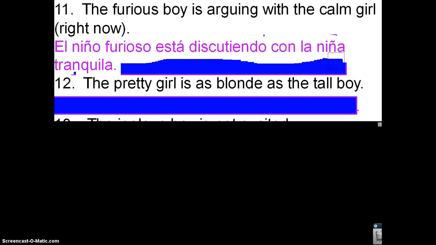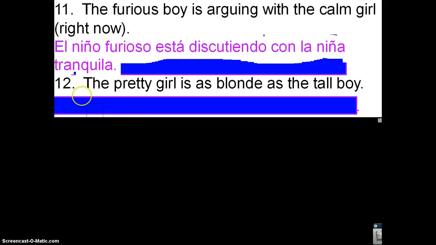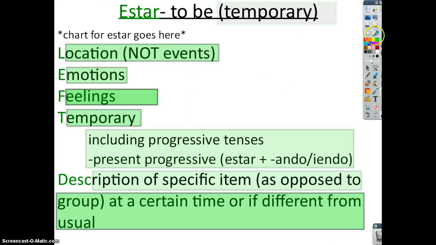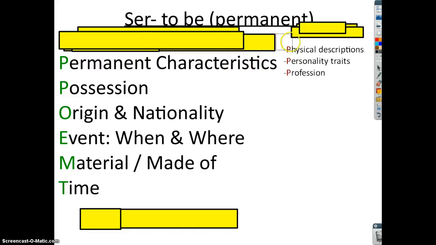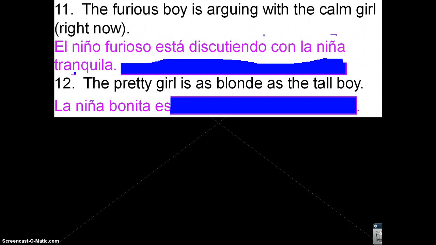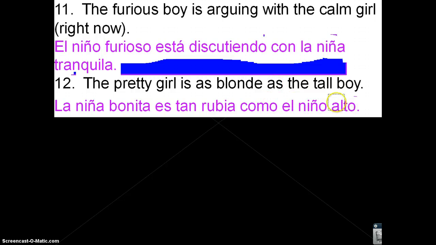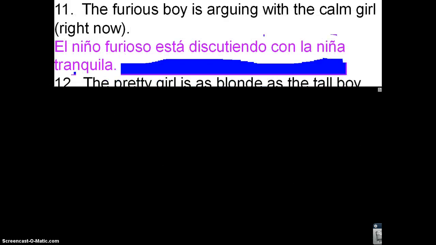Number 12, the pretty girl is as blonde as the tall boy. The pretty girl is going to be the girl pretty, la niña bonita. Anytime you say is or are, you have to ask yourself ser or estar. Well, being blonde is going to fall under a relatively permanent physical description. So we need ser, es. As blonde as, tan rubia como. Blonde has to match the subject of the sentence. The tall boy, el niño alto. Tall matching boy because that's what that is describing.